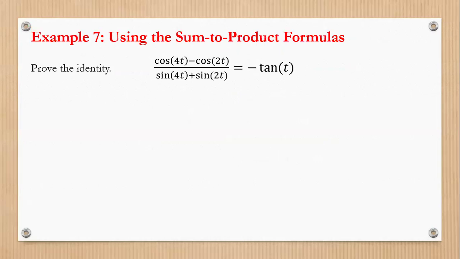And this example wants you to prove the identity. To prove or verify any identity, we always start from one side. And for sure, I'm going to start from the left side because we have more functions to work with. It is more complicated on the left side. On the left side, I have cosine of 4t minus cosine of 2t divided by sine of 4t plus sine of 2t.